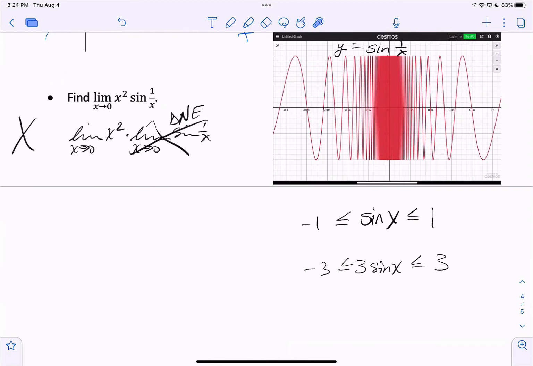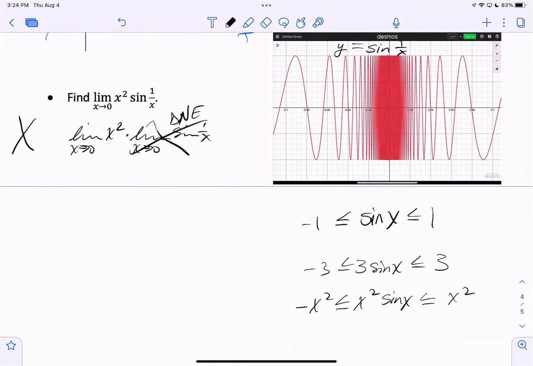Well, I can in fact multiply all three parts of this inequality by any positive value. And in this case, what we have is x squared times the sine of 1 over x. I can multiply all three parts of the inequality by x squared. So here I'm just multiplying by x squared times the sine of x, and that's going to be between negative x squared and x squared, right? So x squared right here is just playing the role of 3. So those are just some facts about the sine function.